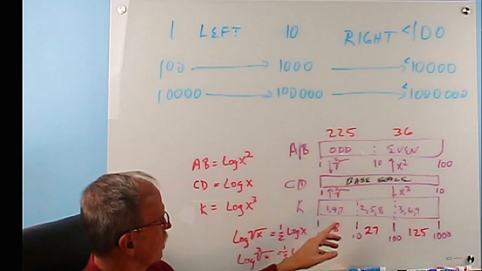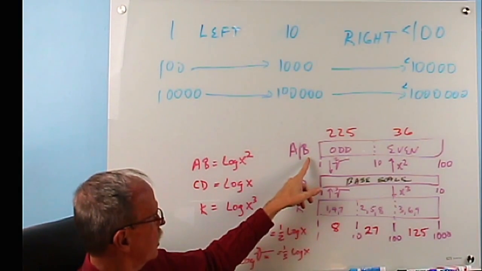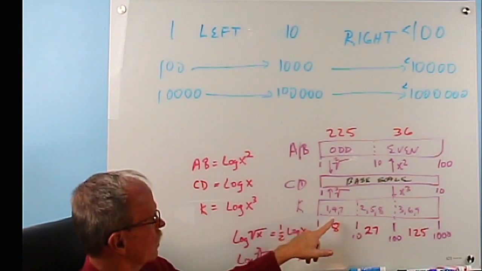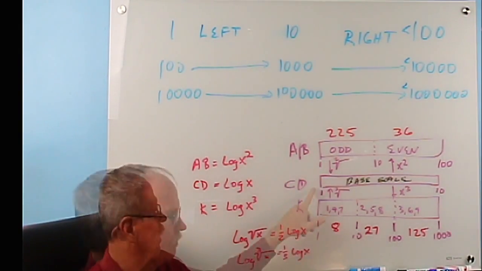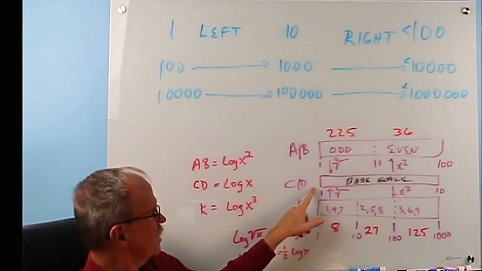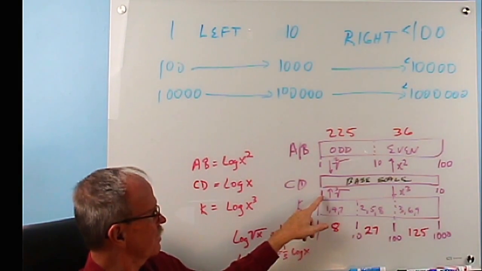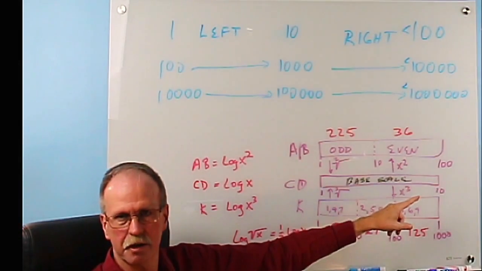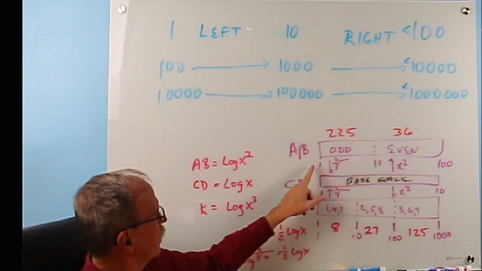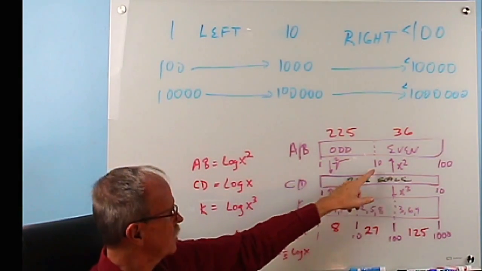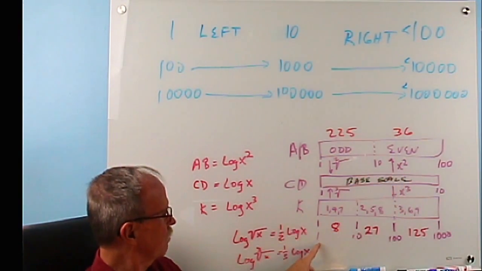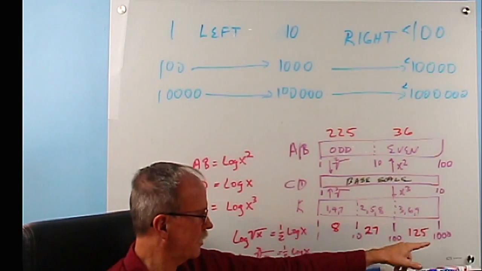Now, if you start with a number on either the AB scale or the K scale, you go down and find the corresponding root of that number. You'll notice that on the C and the D scale, it goes from 1 up to 10. Sometimes it's also marked as a 1. On the AB scale, you go from 1 to 10 to 100. And on the K scale, you go from 1 to 10 to 100 to 1,000.